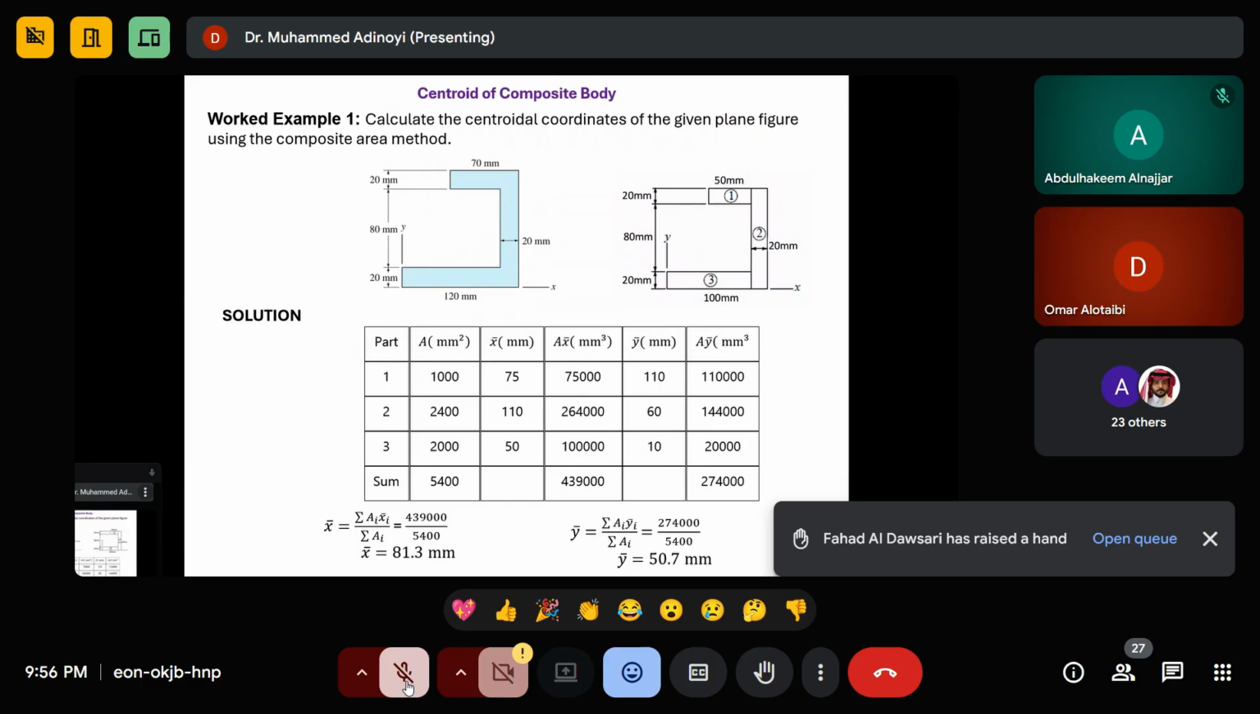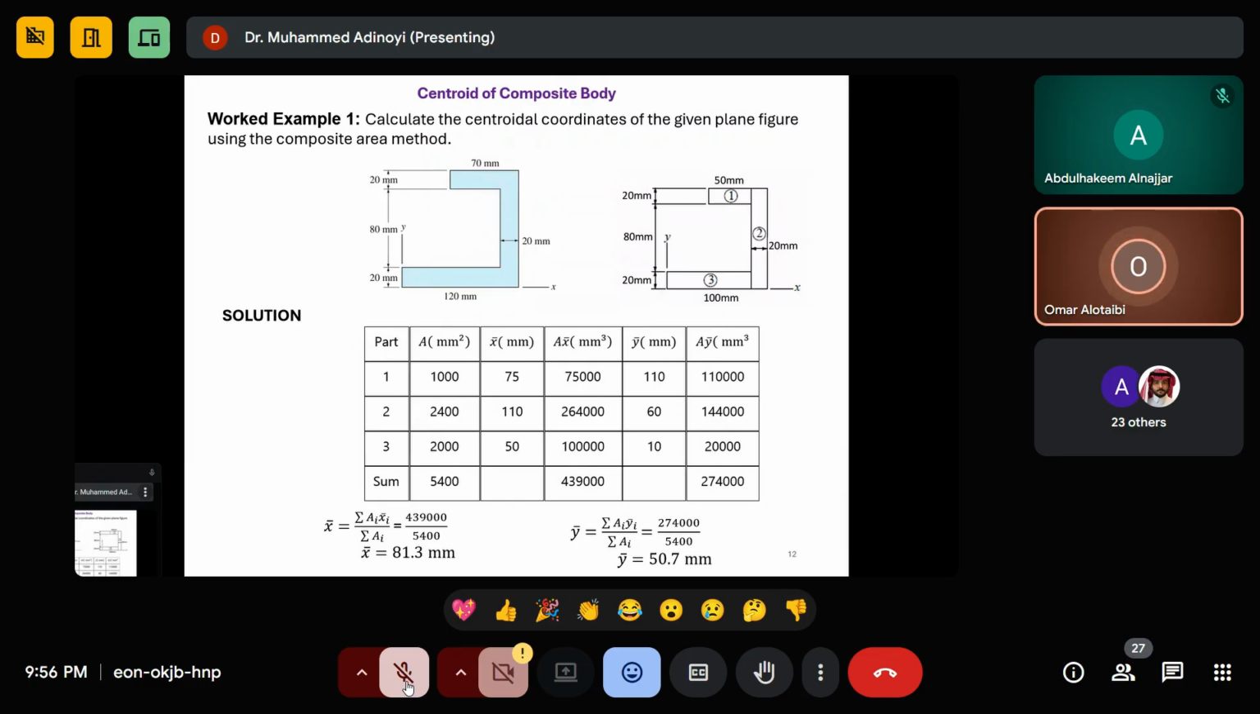Any question? Doctor, I have one question. Yeah. You can see downstairs there's Ai multiplied by xi over Ai, right? Why does the Ai not go with the Ai below? Let me understand you properly. You mean here, right? Yes, this Ai. Why is it not going down with the Ai below?